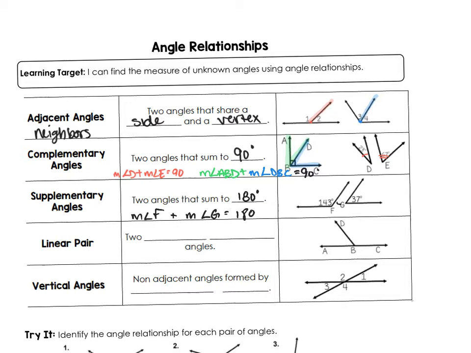Our next angle relationship is a linear pair. So a linear pair is 2 adjacent supplementary angles. So this takes 2 of our previous definitions and puts them together. Adjacent means they share a side, they share a vertex. They look like an angle addition problem. And supplementary means they add to 180. So when we're talking about a linear pair, it's called linear because it makes a straight line.